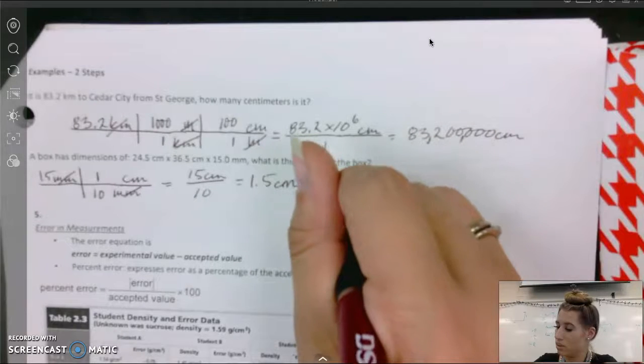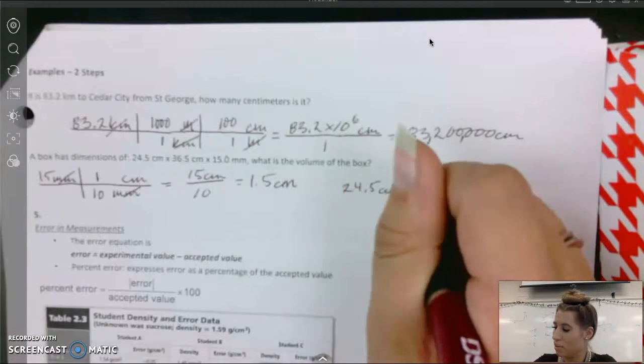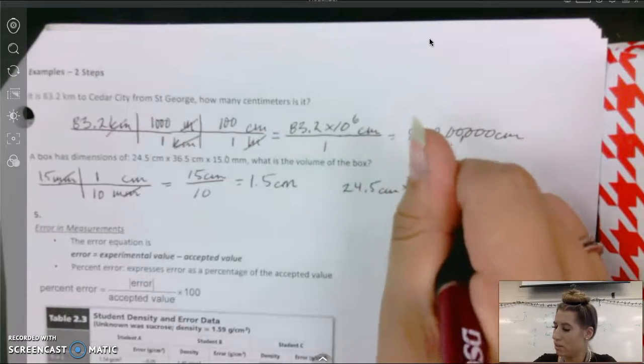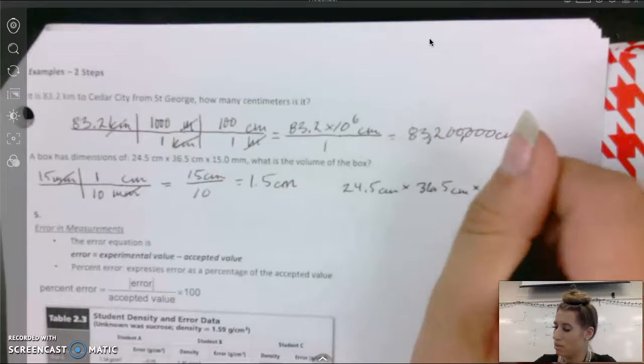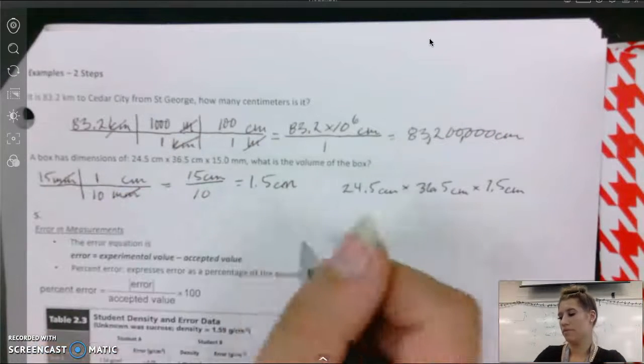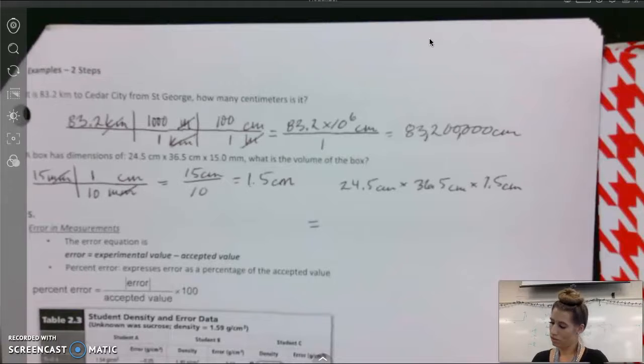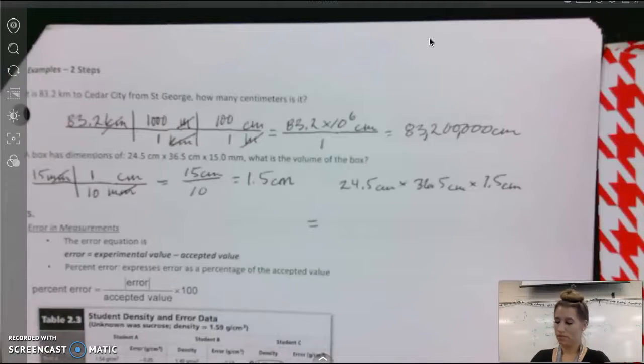Now I'm going to take that 24.5 centimeter, multiply that by 36.5, and lastly that'll be multiplied by the 1.5 centimeter. So I'll plug that in my calculator. Oh, I added them. Let's multiply.